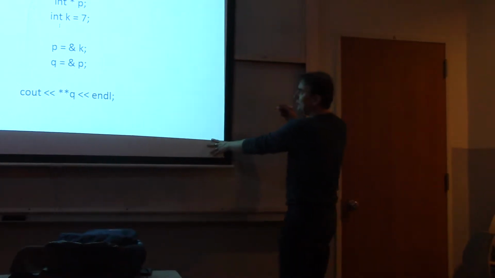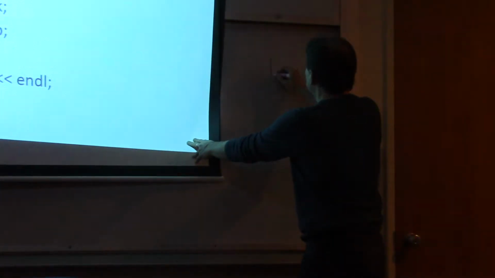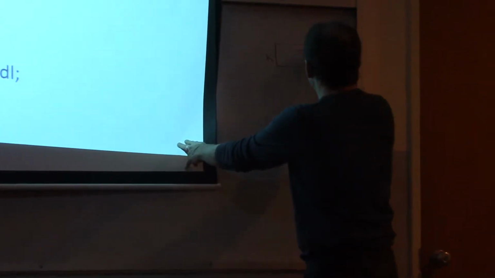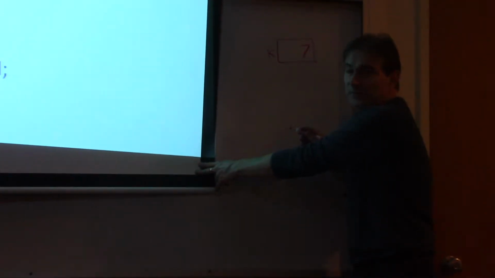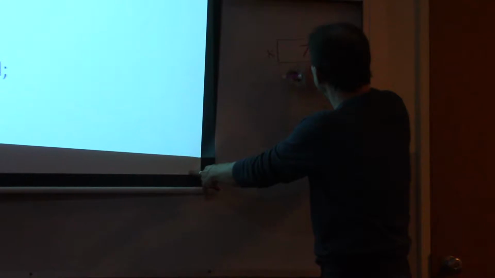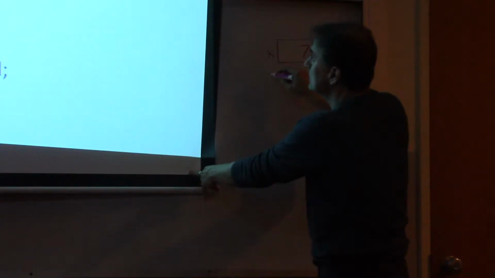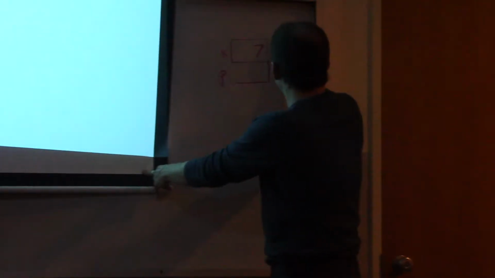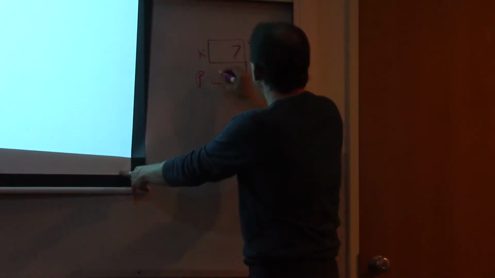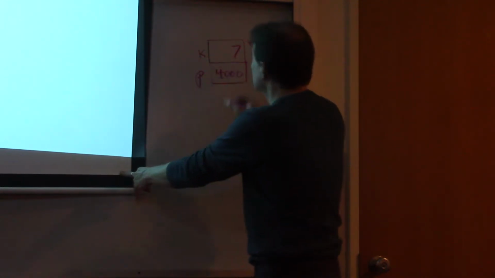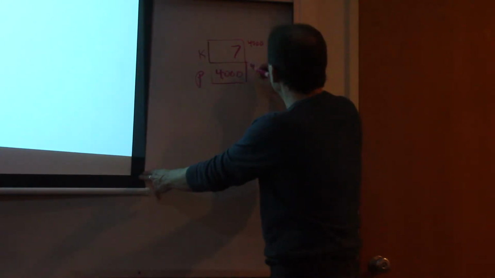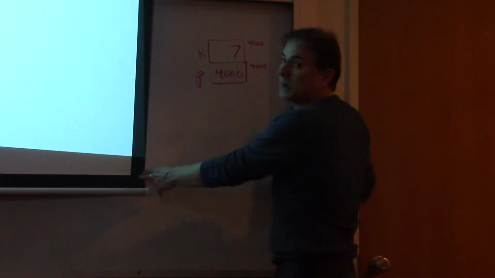So what we have here is K. We will have K here, and K has the value of 7. Does that make sense so far? Now I'm putting them in a different order. Then P is another location. Let's make believe this address is 4,000 for the sake of argument. So the value of P is going to be 4,000, and of course P is going to be maybe at 4004. This is a 4-byte location.